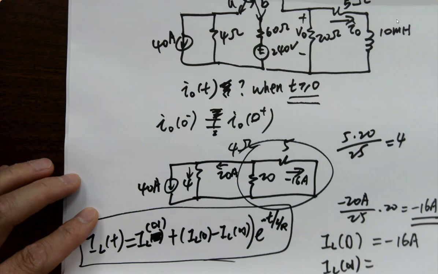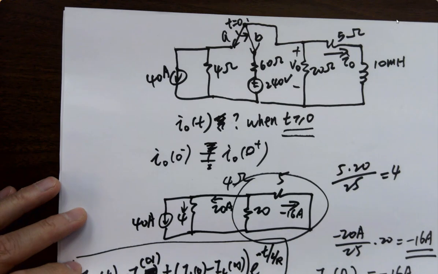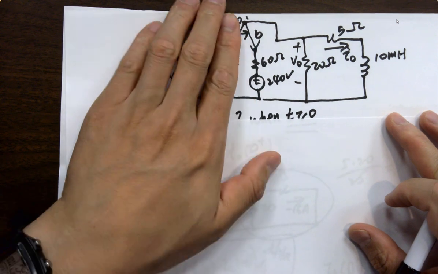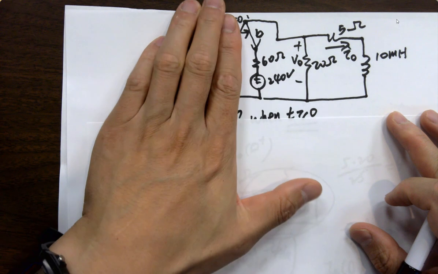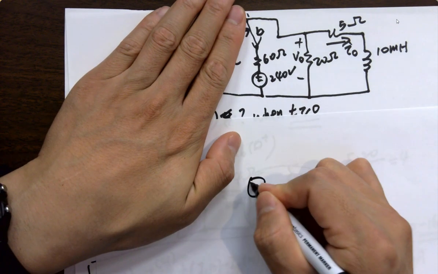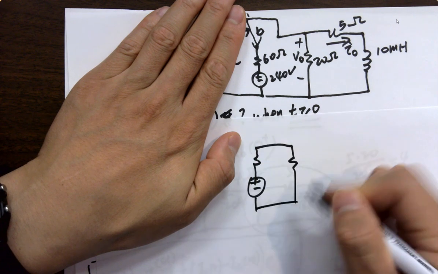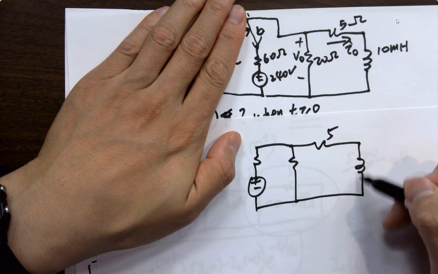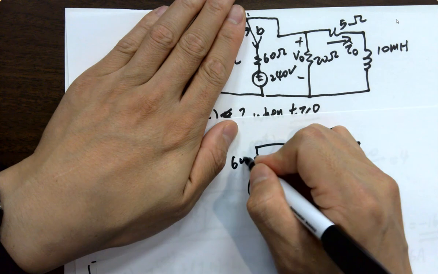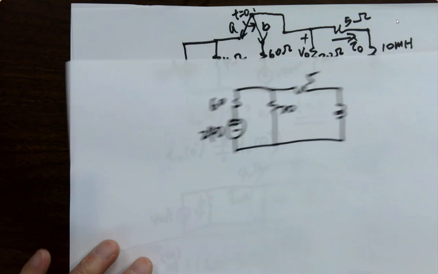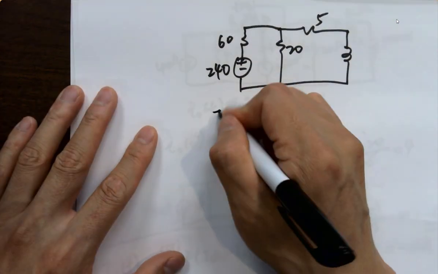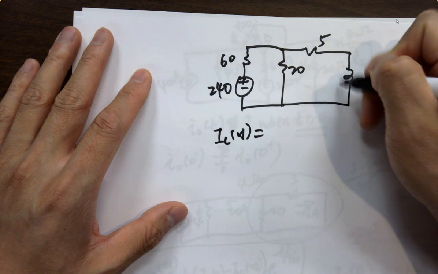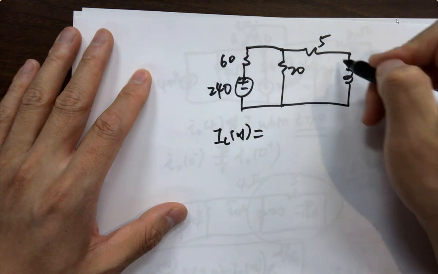Look at it. Yeah, same technique to use. So when we switch to here at t equals 0, this is disconnected, it's gone. So this is the circuit left. And after a long time, this becomes a wire, right? So this is the circuit to find IL(infinity). Not difficult to find. This becomes a wire, because after a long time, infinity, it will be a wire. Okay?